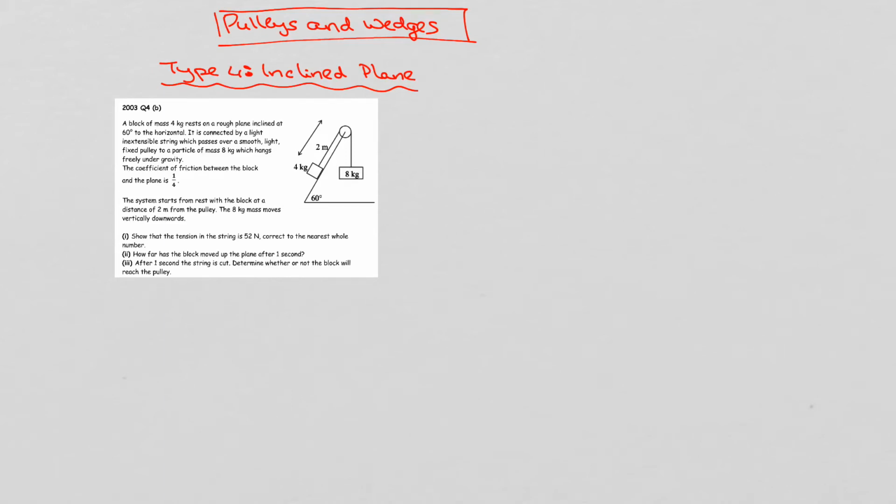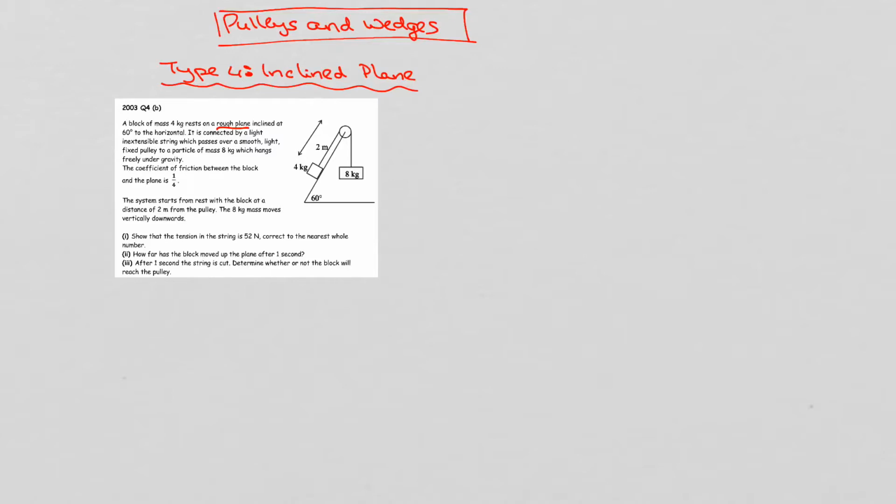Pulleys and Wedges, Type 4 inclined plane. So in 2003 we were given a block of mass 4 kilograms on a rough inclined plane. Important to underline that the plane is rough, and it's inclined at an angle of 60 degrees to the horizontal. It is connected by a light inextensible string which is passing over a smooth light fixed pulley.